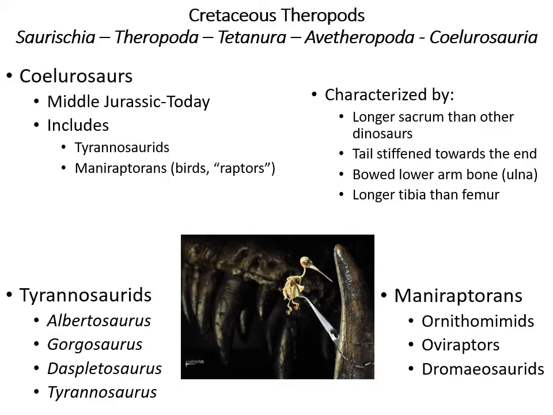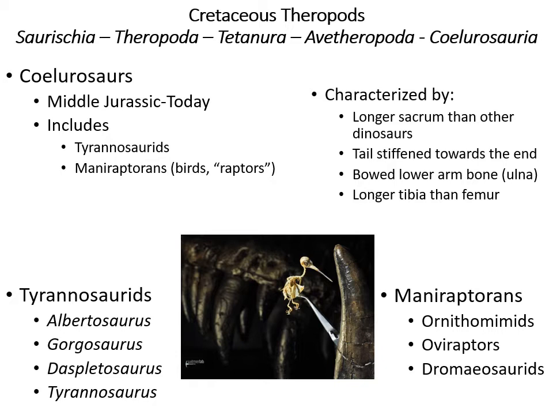On the other side of the Avetheropod tree, we have Coelurosaurs. And we talked about Coelurosaurs a lot in the Jurassic. So just to review, these have been around since the Middle Jurassic to today, really. One group is still around today, and that would be the birds. But this includes a couple of other groups, including the Tyrannosaurids and our larger group, the Maniraptorans. So we characterize Coelurosaurs, again, by a longer sacrum than other dinosaurs. So they have very long hips from front to back.